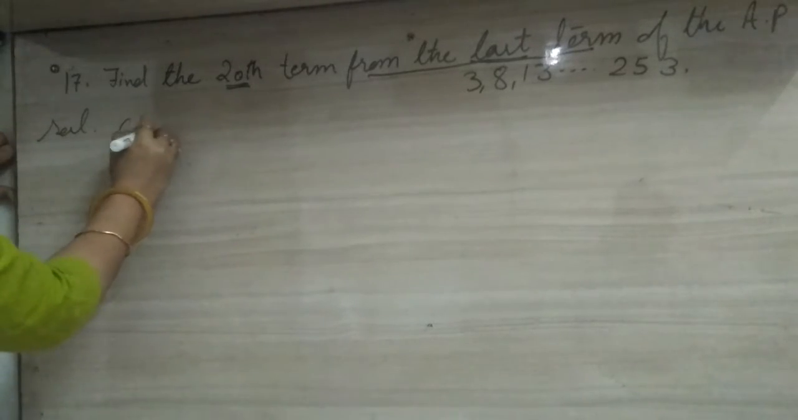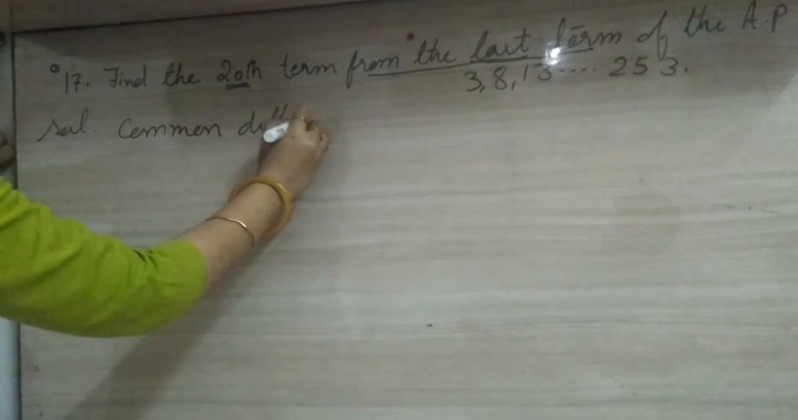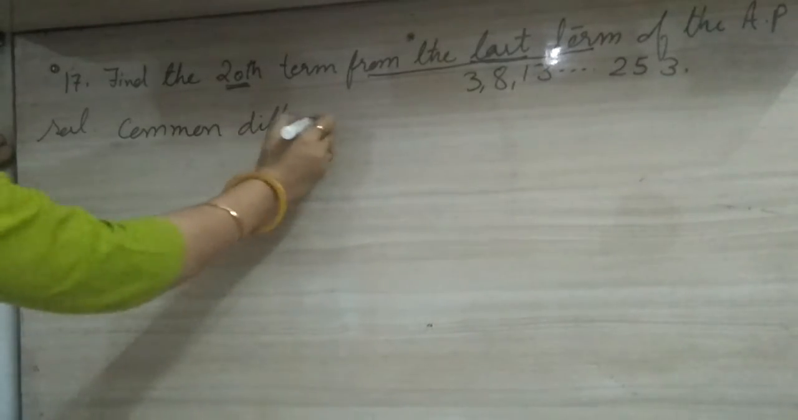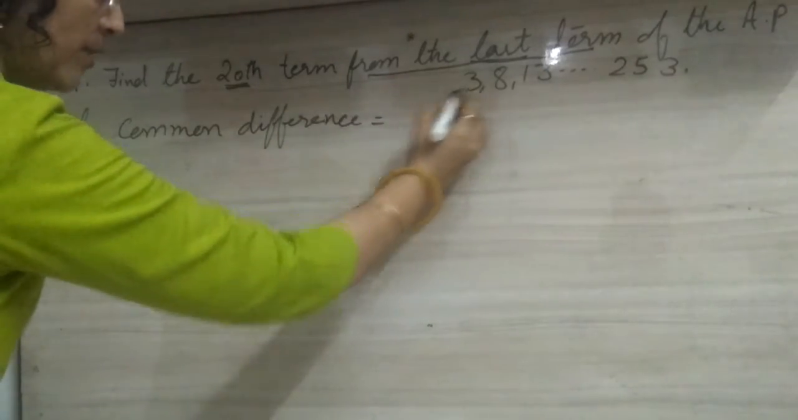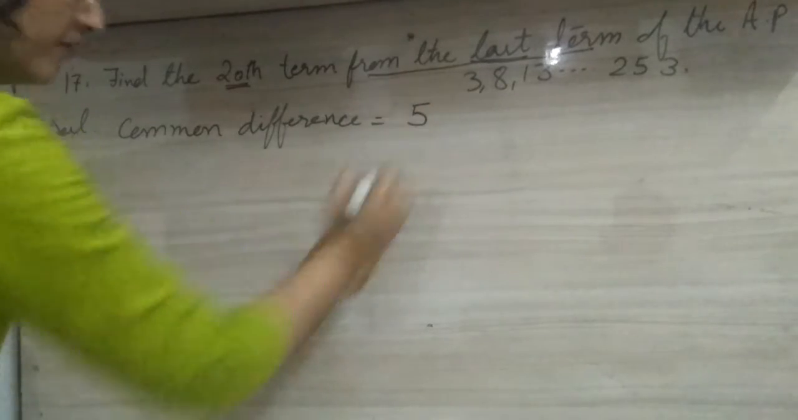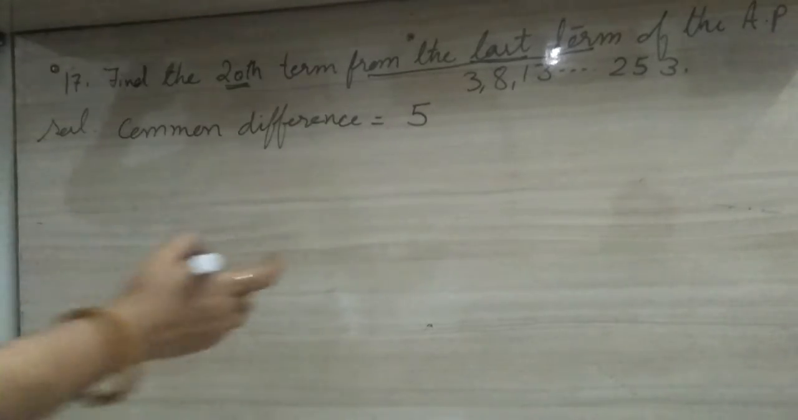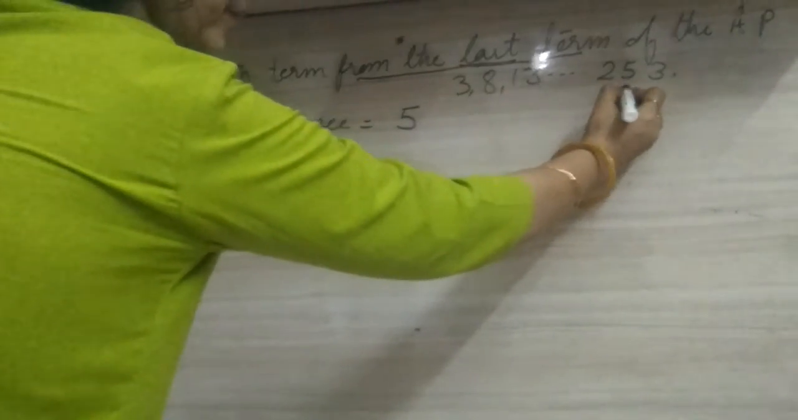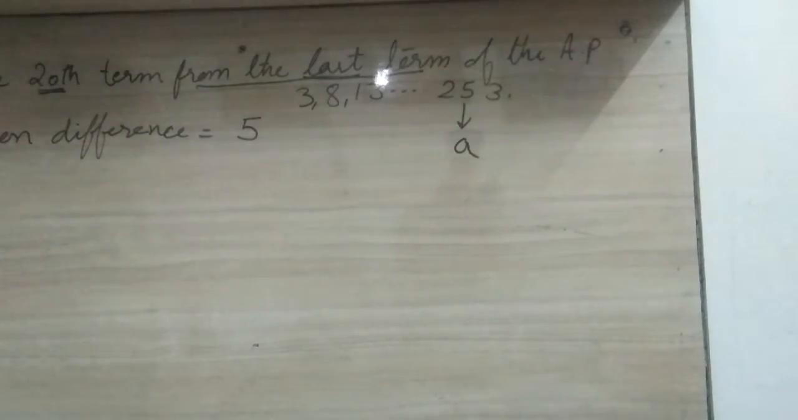So what is common difference? Common difference is 8 minus 3, it is 5. Okay, and here we are going to use the logic. What logic we are going to do is we will consider this last term as our first term.